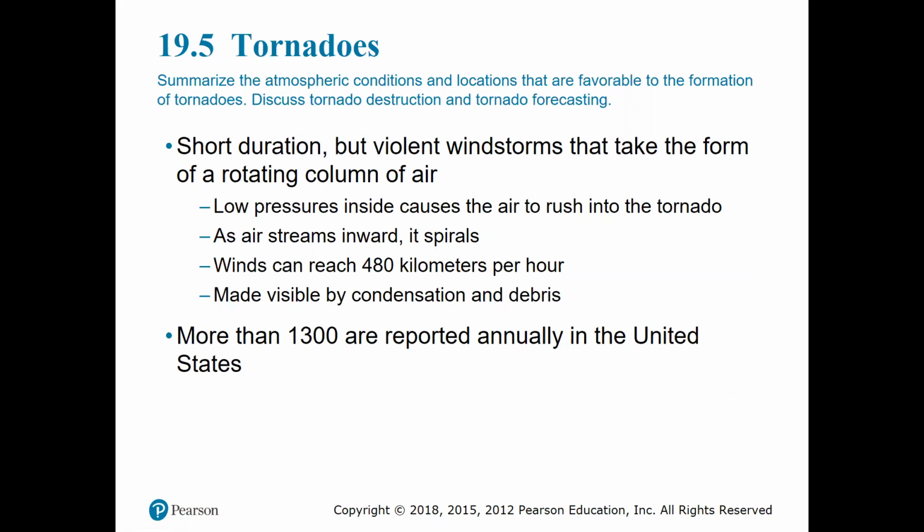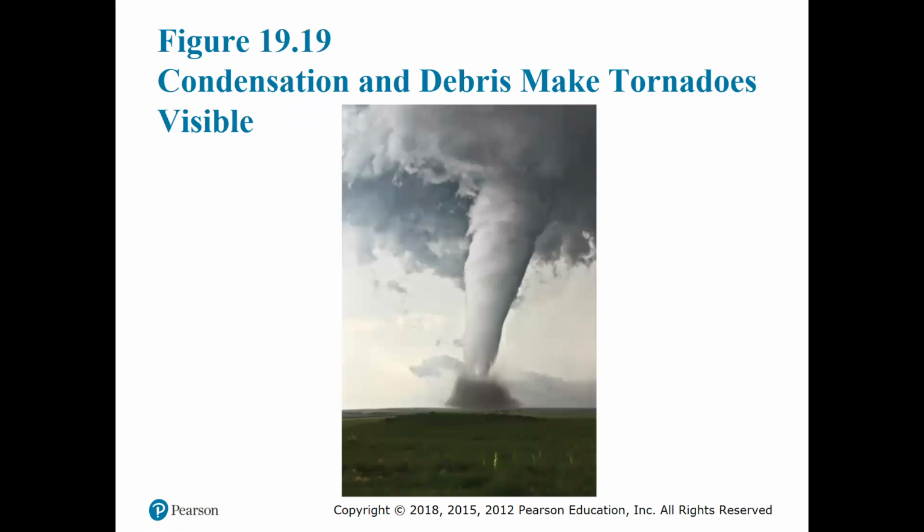Tornadoes, of course, sometimes we call these twisters or cyclones. They take the form of a rotating column of air called a vortex. Low pressures inside cause air to continue to rush into the tornado, and that air just kind of rushes in from all directions and continues that spiral or that vortex. Tornadoes are made visible by condensation that is occurring, as well as the debris that's being picked up. And so here, of course, you have a picture of a tornado.